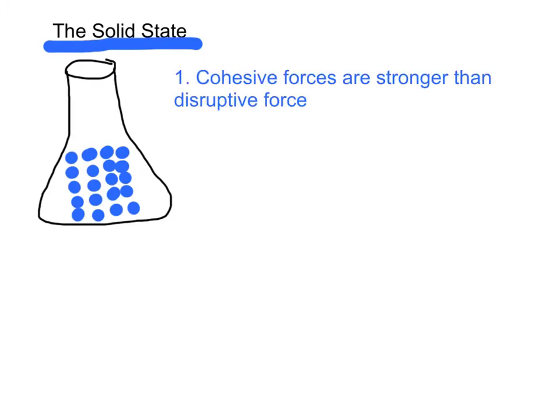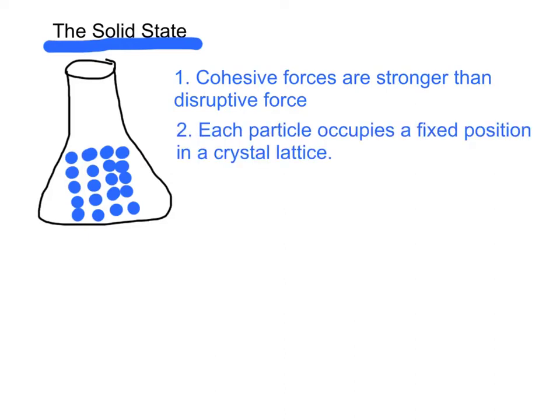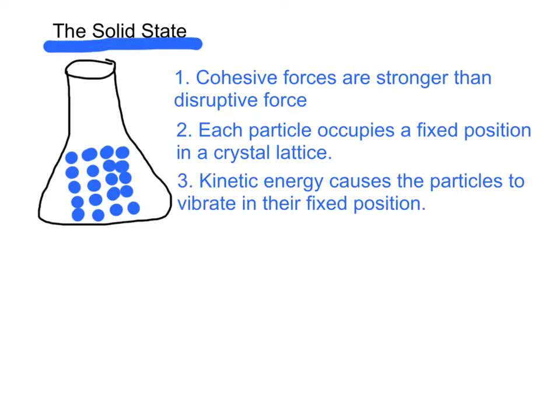First of all, in a solid state, cohesive forces are stronger than disruptive forces. Those are the things that hold things together. Second, each particle occupies a fixed position in a crystal lattice. They have a specific place. Third, kinetic energy causes the particles to vibrate in their fixed position.